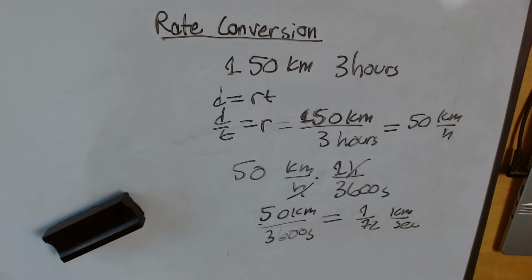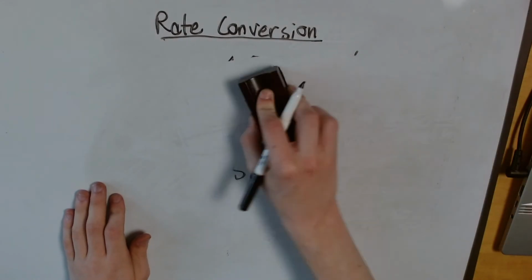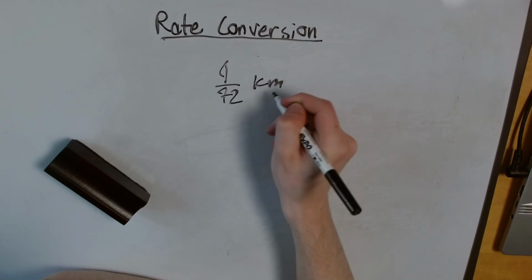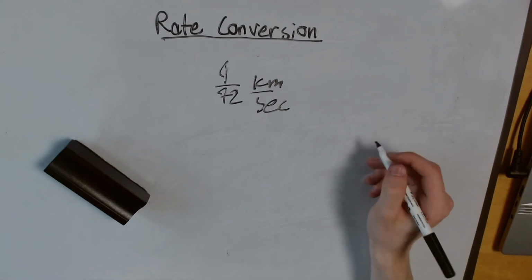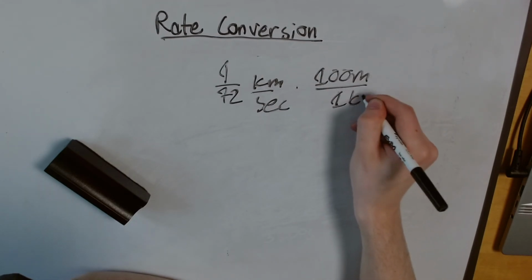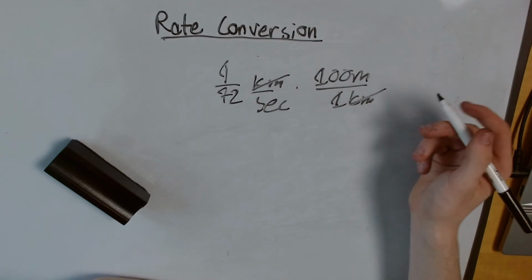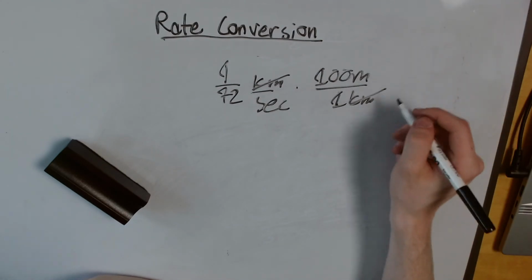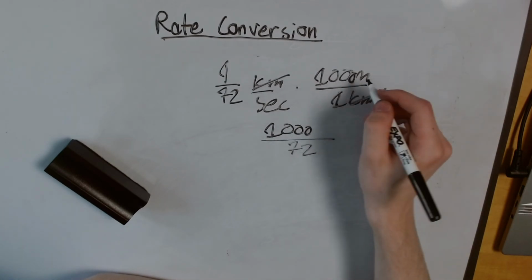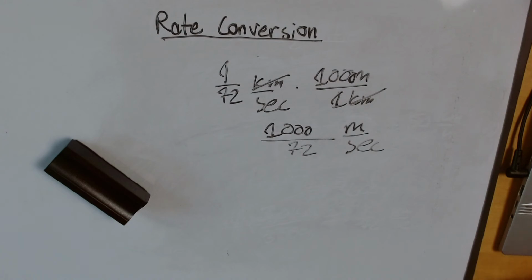But let's say now we don't want kilometers per second, we want meters per second. That's a better unit. What are we going to do then? Well, we have 1 over 72 kilometers a second. We want to make this meters. We know that there are 1,000 meters in 1 kilometer. I want to put my kilometer in the denominator so I can cancel it out from the kilometer in the numerator. And so I'm left with 1,000 in the numerator, 72 in the denominator, and meters divided by second. So I traveled 1,000 over 72 meters per second.